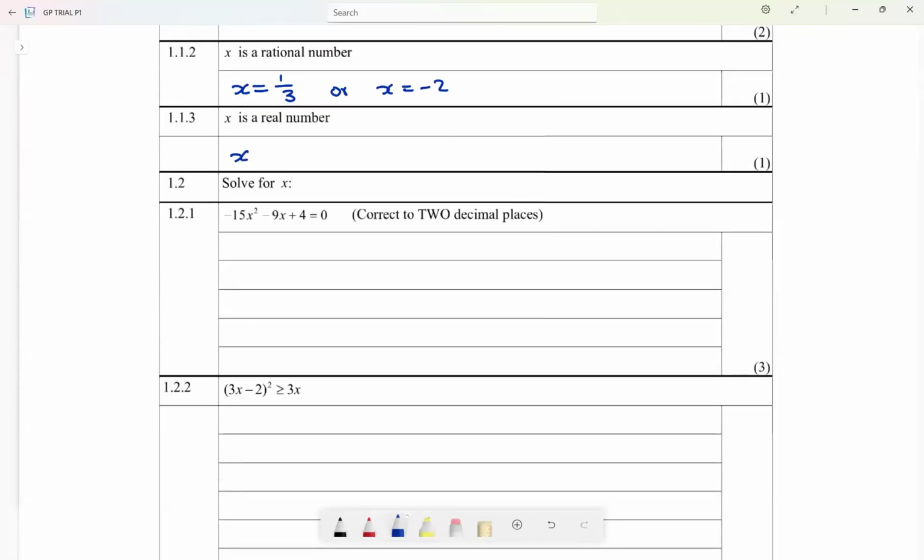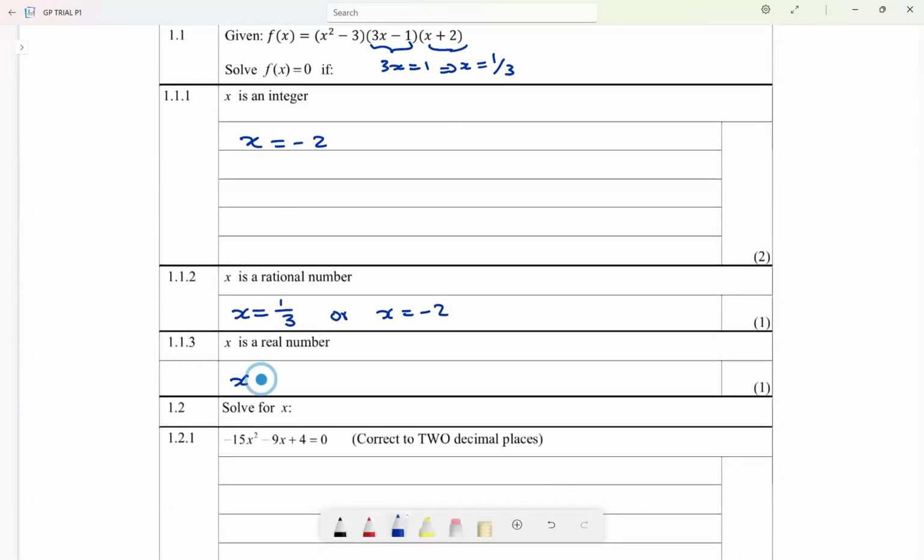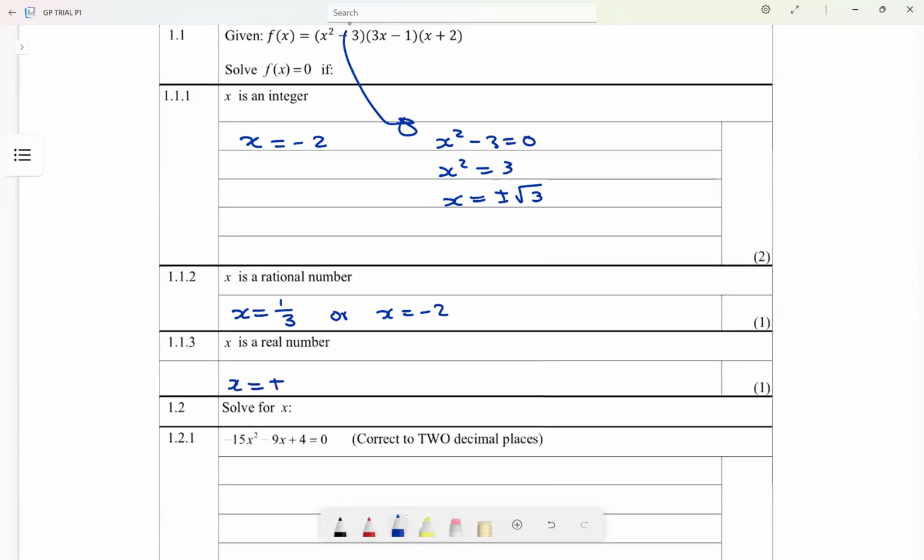A real number is anything on the number line. Remember, this one can be solved: x squared minus 3 is equal to 0, so x squared is equal to 3. Remember, everything that you square should be plus or minus when you take a square root. So our answers are x equal to plus or minus the square root of 3, and x equal to 1 over 3. Real numbers are all numbers, basically, except for complex numbers, which you are not exposed to.